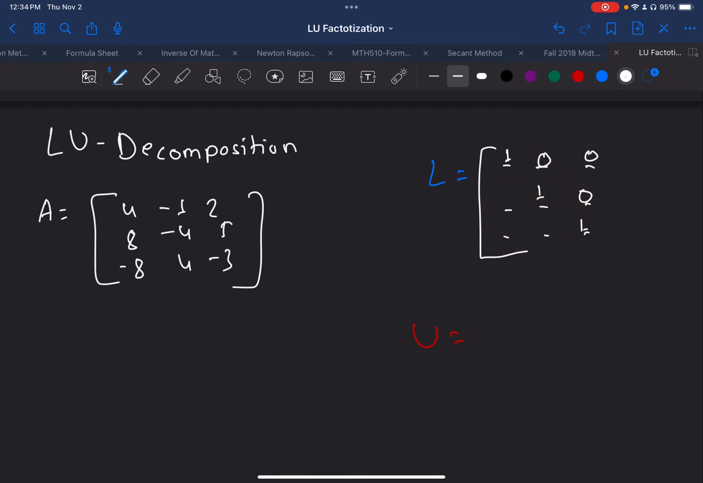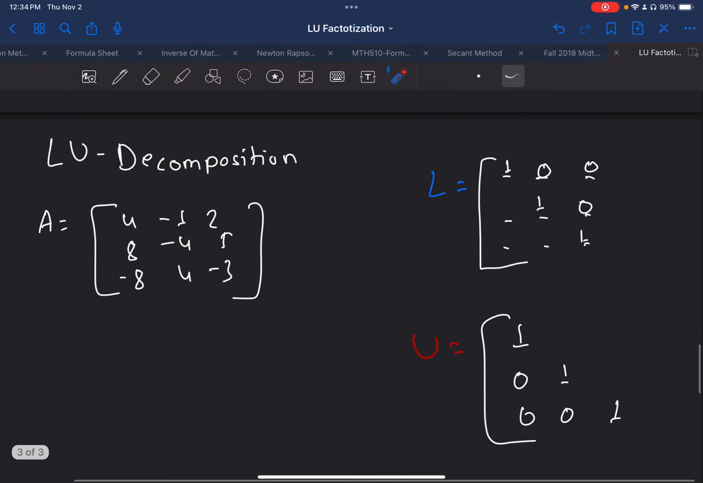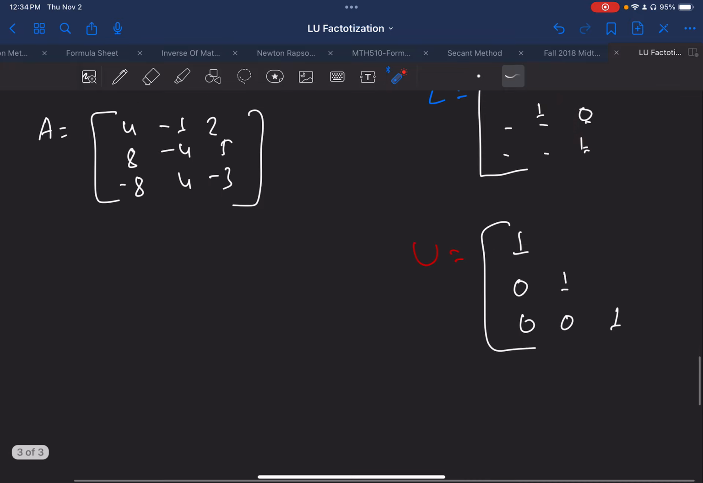Similarly, for upper triangular matrix, U, let's say this is the diagonal, and the lower part of the matrix should be 0 for the U, okay? So let's just repeat what I just said. For lower triangular matrix, the upper portion of the matrix should be 0. And for the upper triangular matrix, the lower portion of the matrix should be 0, okay?